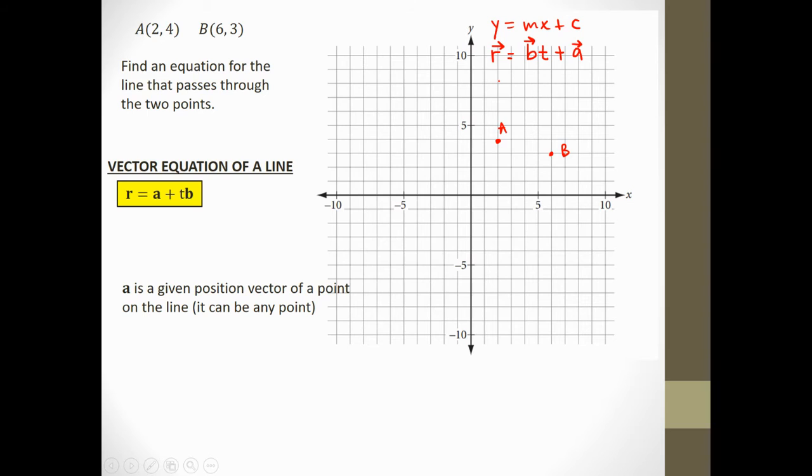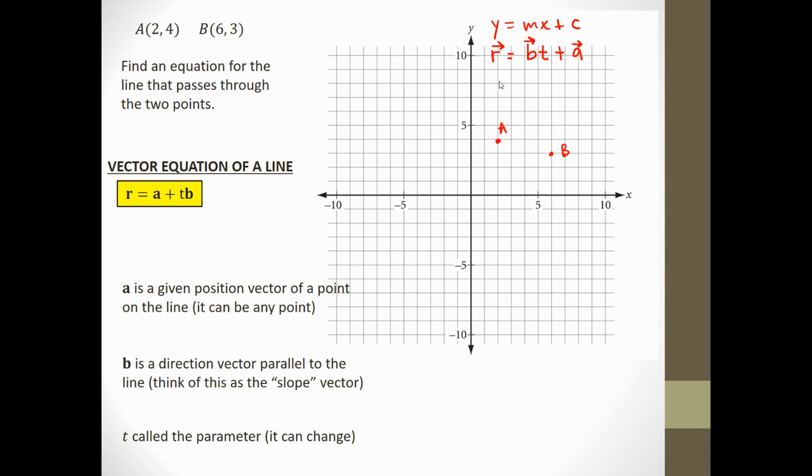So A is a position vector. B is a direction vector that's parallel to the line. You can think of it as the slope vector. And then, like I said, T is the thing that can change. So T is like part of the equation, sort of like, the equation of this line would be negative 1/4 x plus 4.5, where x and y have to be in this equation. They are the things that can change.